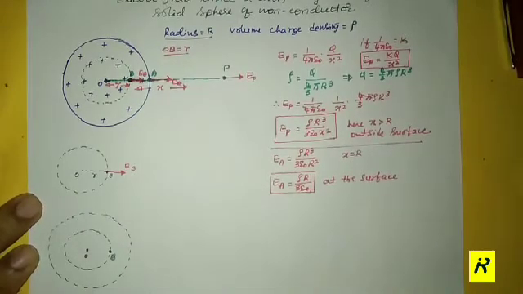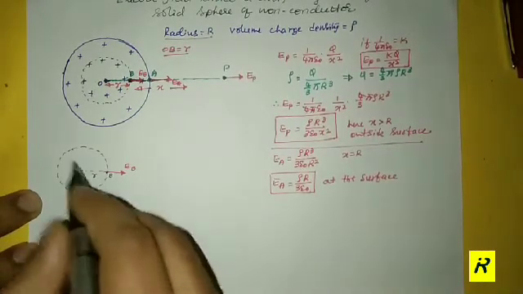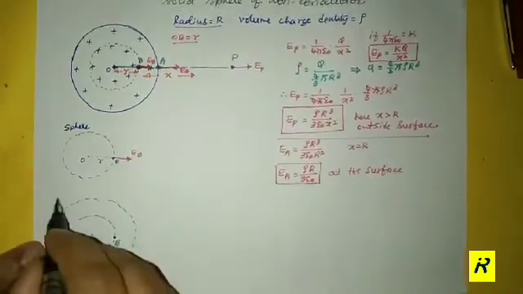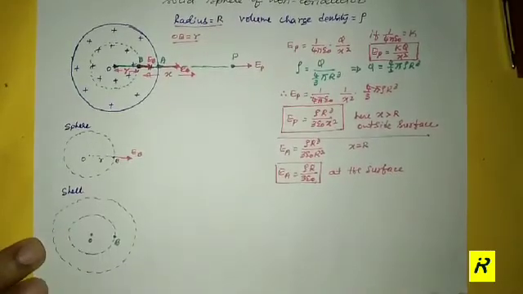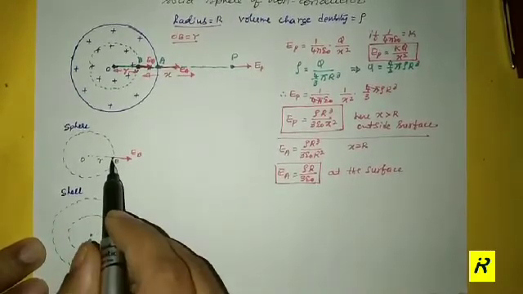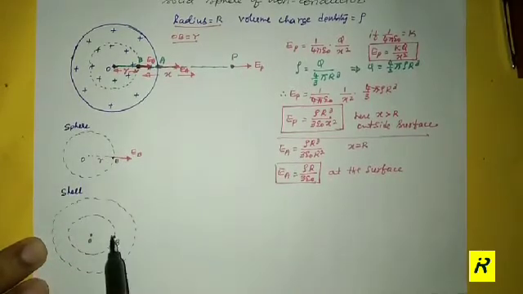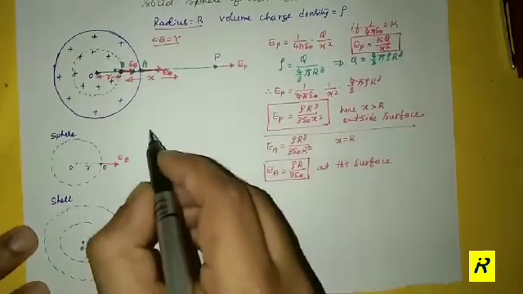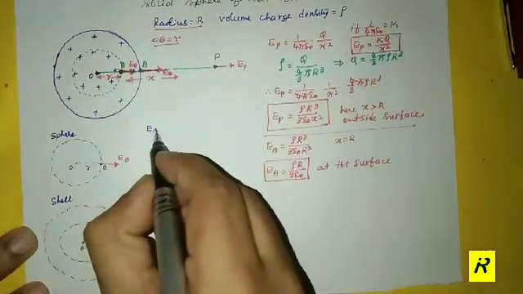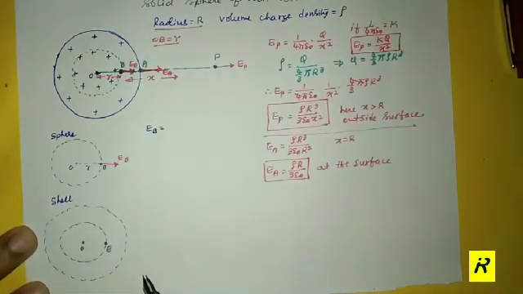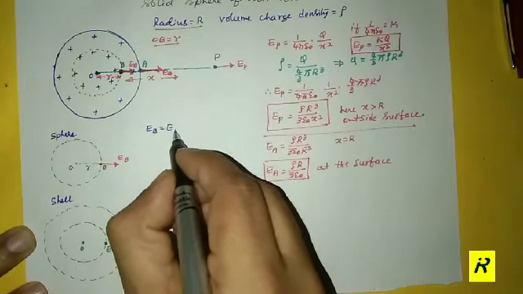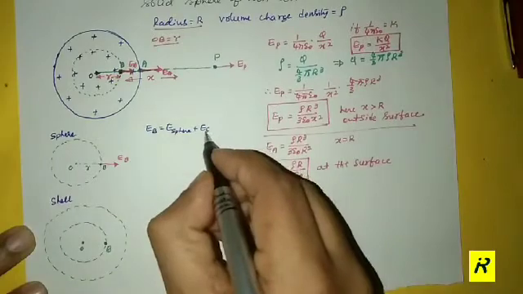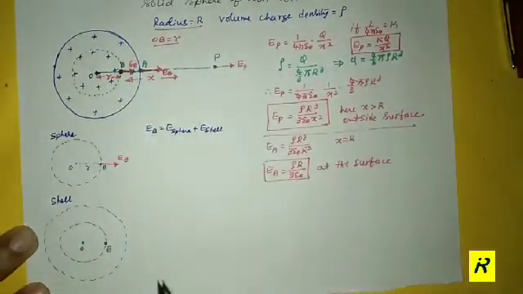So in this key point, what happens? This is the sphere, and this is the shell, a thick shell. Point B exists here at the outer edge of the sphere and the inner edge of the shell. So the electric field at B is equal to the electric field due to the sphere plus the electric field due to the shell. This is our assumption.